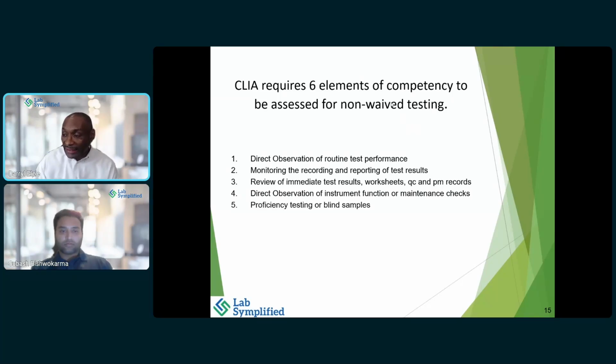5, proficiency testing on blind samples. You'll see proficiency testing is very few places that get enough proficiency testing to cover all testing personnel. So you know that many of them use blind samples. The caveat with blind samples, why? You have to properly evaluate it.